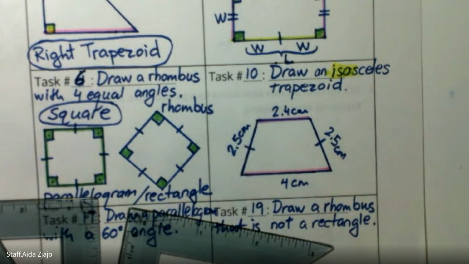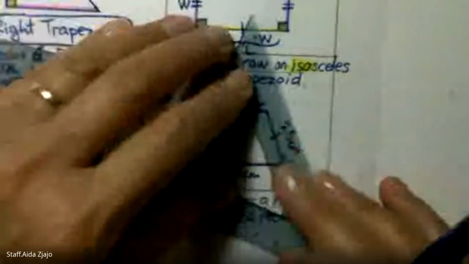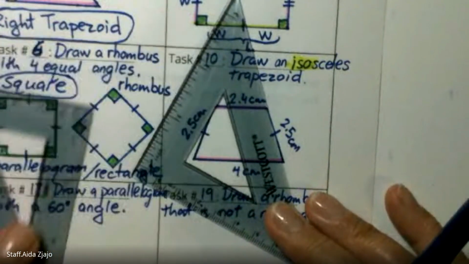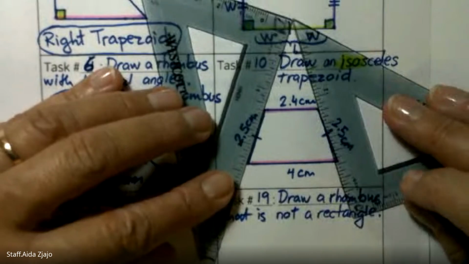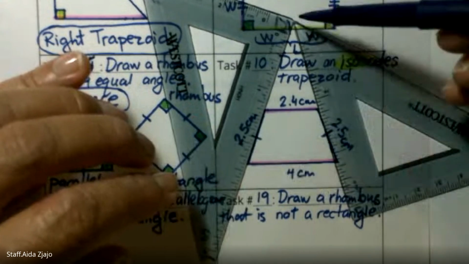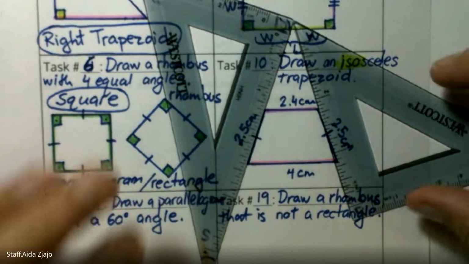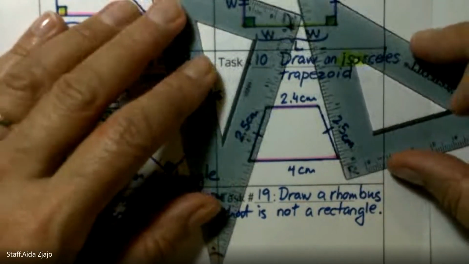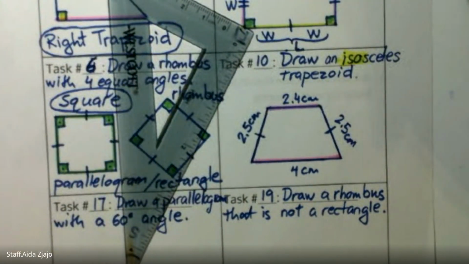But these two sides are intersecting lines. Like if I extend these lines, they're going to get trapped right here at this point. If I extend each of these lines, they will intersect each other, or I call it trapped. So that is an isosceles trapezoid.